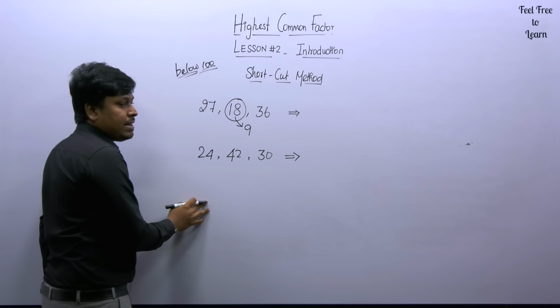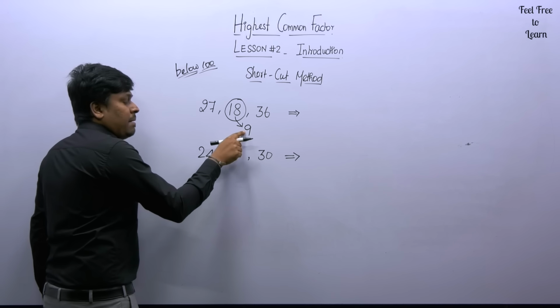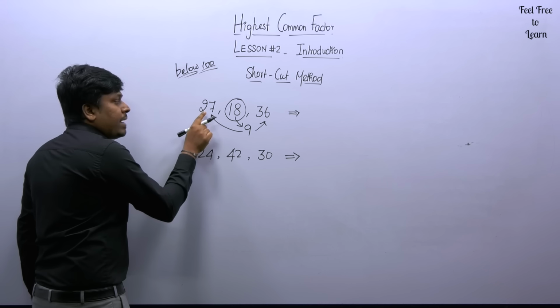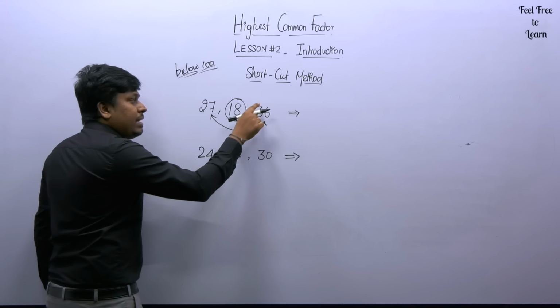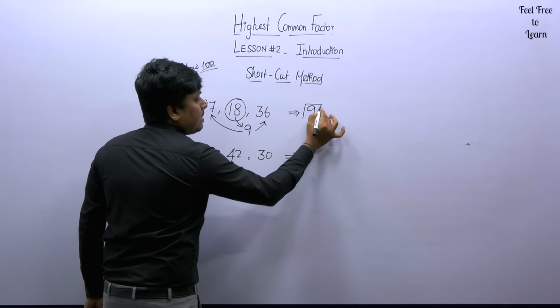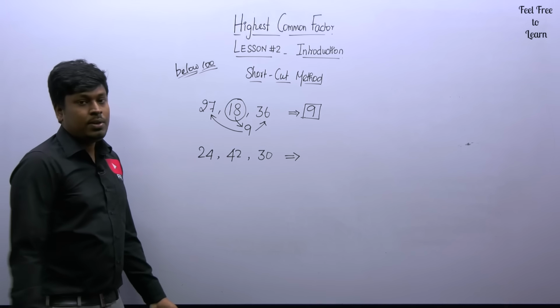9 is a factor of 18, one number. Check whether this number divides 27 and 36. Yes, we can divide 27 by 9. We can divide 36 by 9. So we are saying that the HCF of the numbers is 9. So friends, got it or not, right?